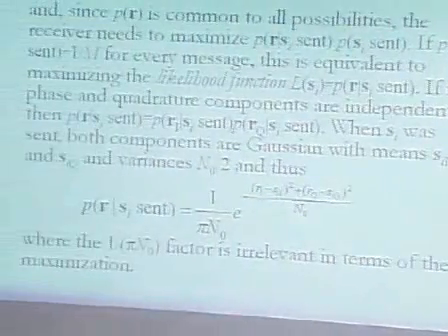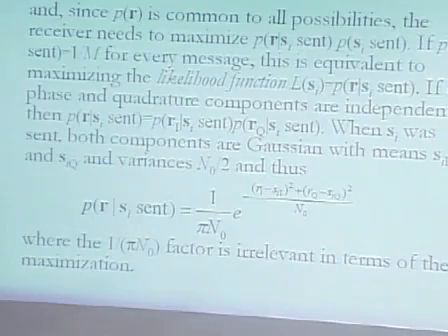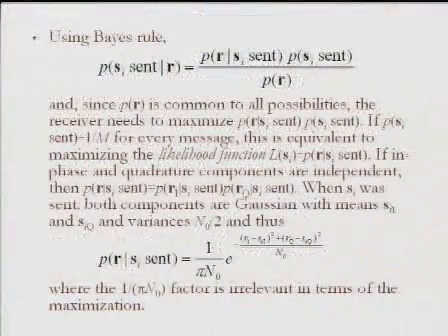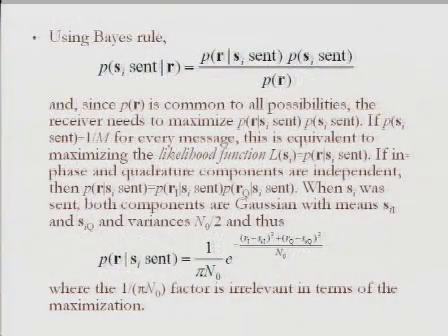So this is a two-dimensional Gaussian. This is just the product of two independent Gaussians, one for the in-phase, one for the quadrature. Okay? So this is the magnitude function, and the receiver has to maximize it. Remember, we came from here using Bayes' rule, and then using the fact that all the messages have the same probability, we end up wanting to maximize this function.